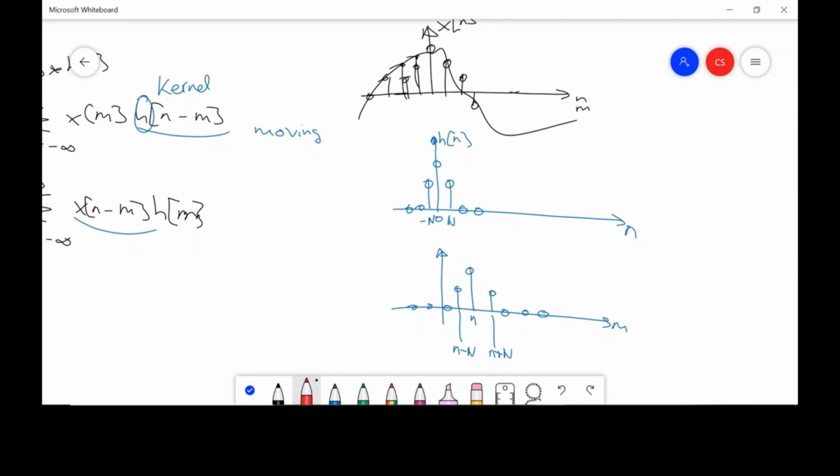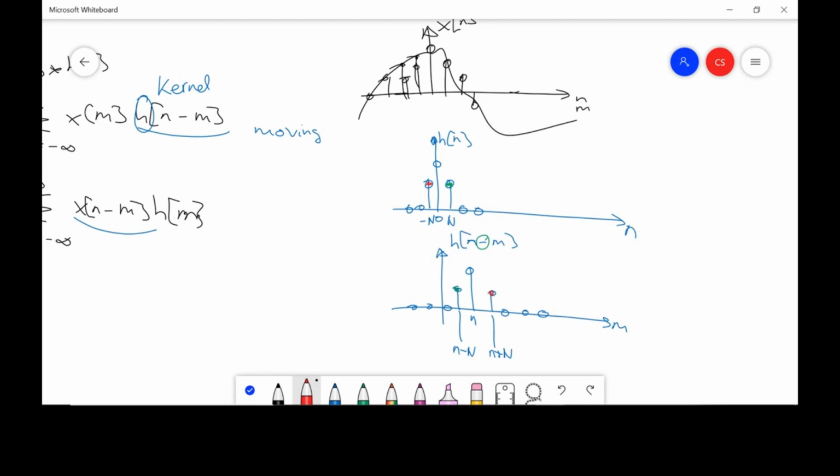There is also something interesting. If we distinguish the 2 points, say a red point and a green point, then this axis is reversed. So n minus N, because of this minus here, this is the green sample, and this is the red sample. So it is reversed, and that is what the minus means. So you have to reverse, and then you shift to the location n.